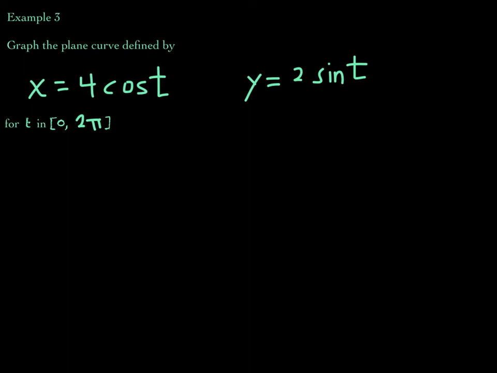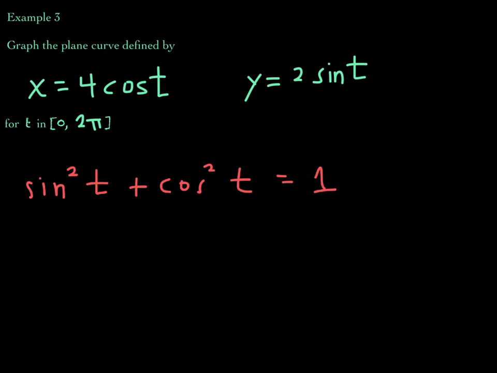Now, in the first example, what we did is we solved one of the equations for t. That is not going to be productive here. So instead, we're going to use a fact. You remember sine squared of t plus cosine squared of t is equal to 1. You remember that Pythagorean identity? We're going to use that here.